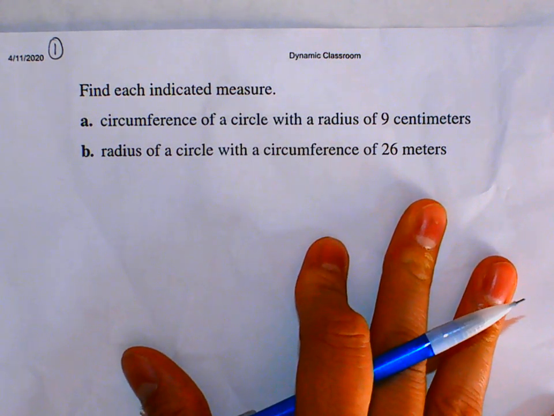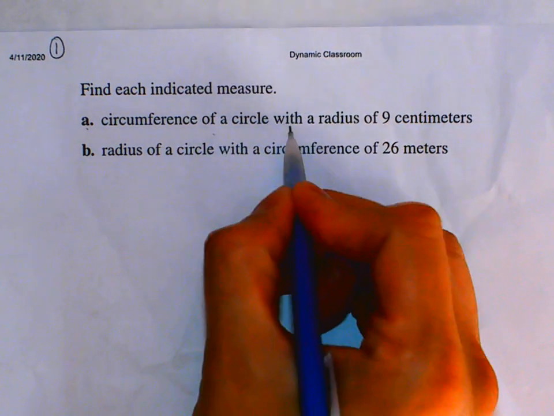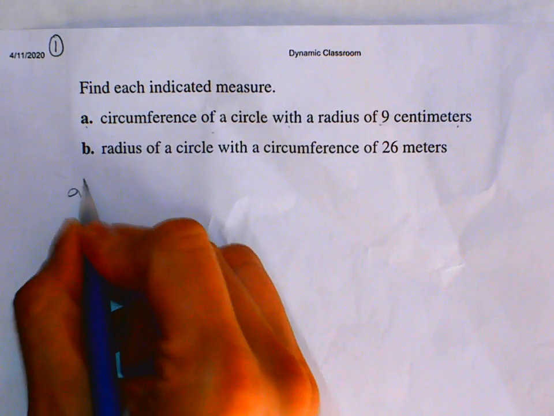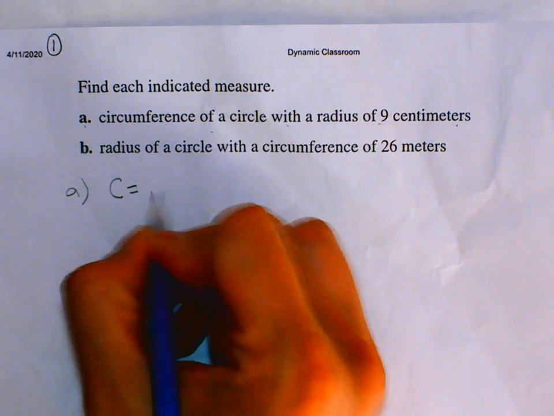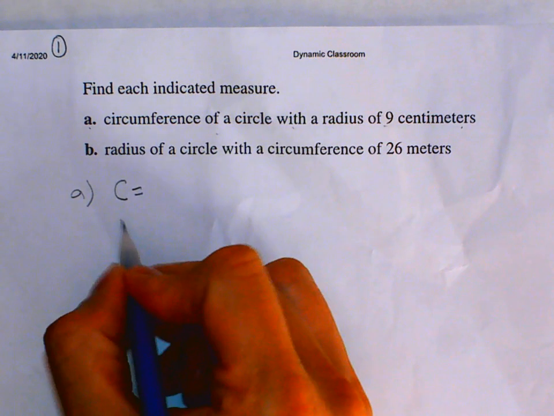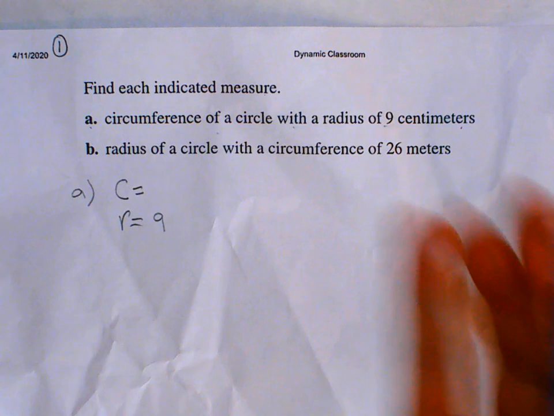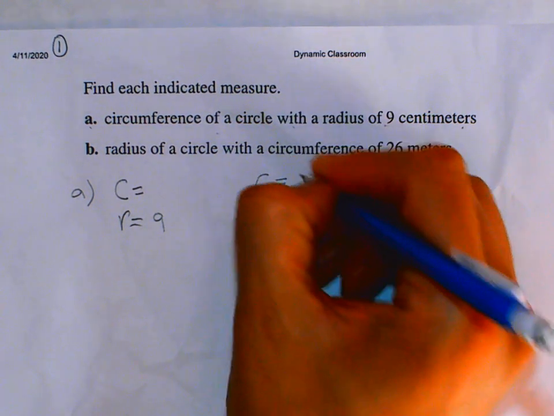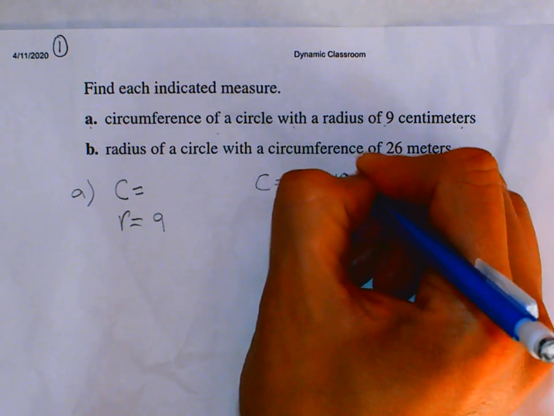All right, so for problem number 1, it says, find each indicated measure. A, the circumference of a circle with radius of 9 centimeters. Okay, so let's start with A. They want me to find out the circumference of a circle. Okay, this is what they want, with a radius of 9. So let's remember what the equation for the circumference of a circle is. The circumference is equal to 2 times pi times the radius.